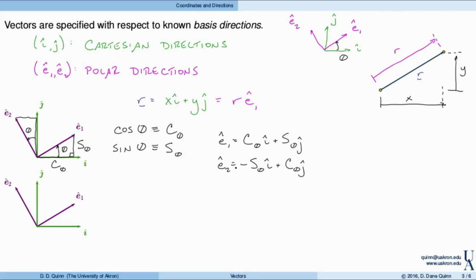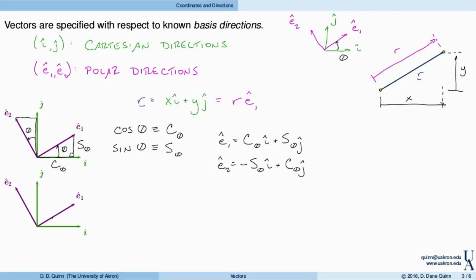This description is valid for any angle theta. Even if you take an angle of like 225 degrees, which would put E1 in the third quadrant, everything still works out because sines and cosines would have the right sign, plus or minus 1. And this would be a valid description. So here I've related E1 and E2 in terms of I and j, but I can go the other way.